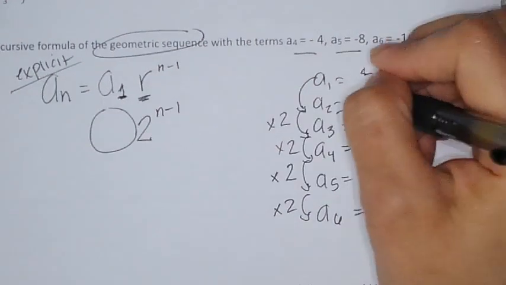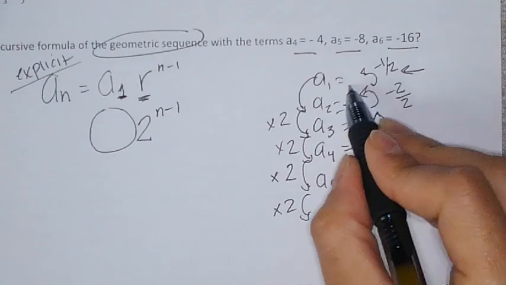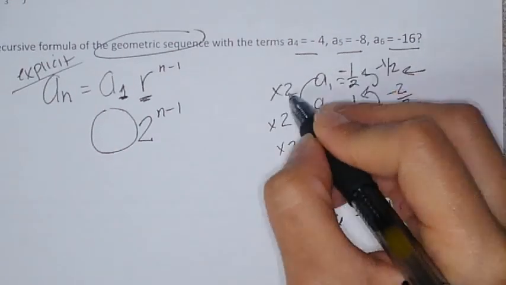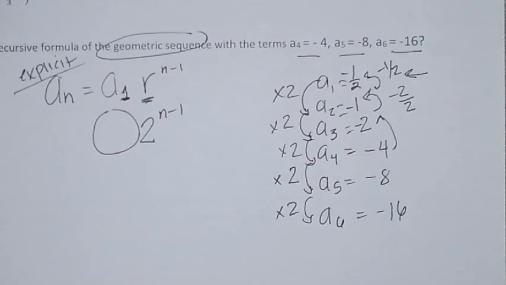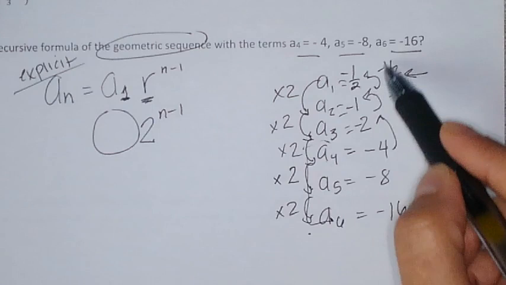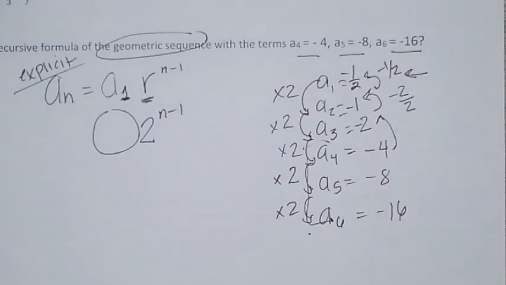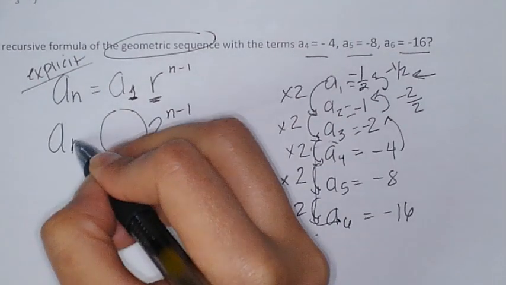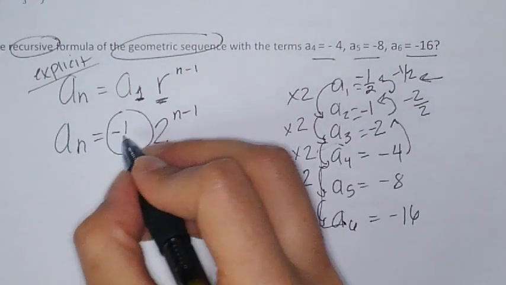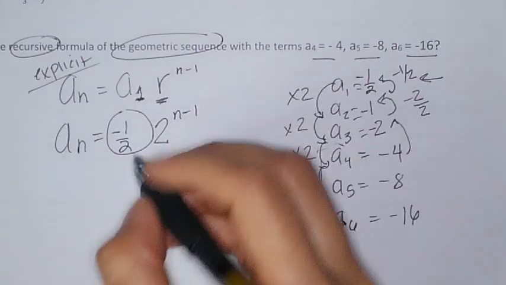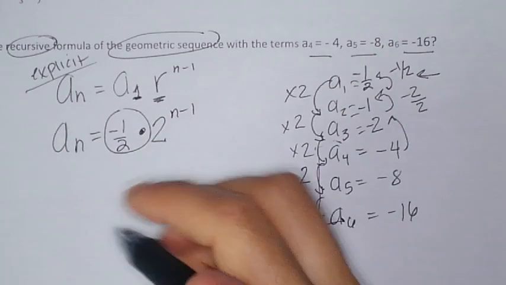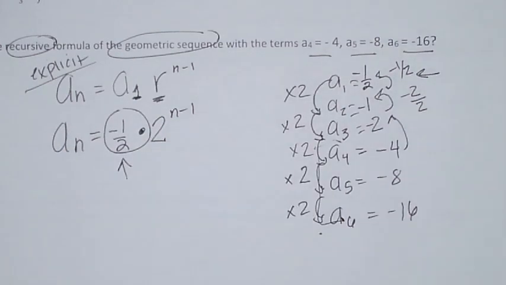Then I'm going to divide negative 1 by 2 to get what I have here, so negative 1 half. Negative 1 half times 2 is negative 1. So I can reverse it by dividing until I get a 1. Since we didn't learn recursive, my explicit formula would be negative 1 half times 2 to the n minus 1. And knowing the first term, you can get the solution correct.